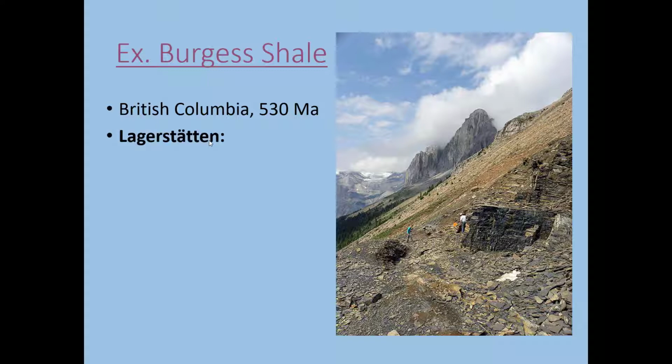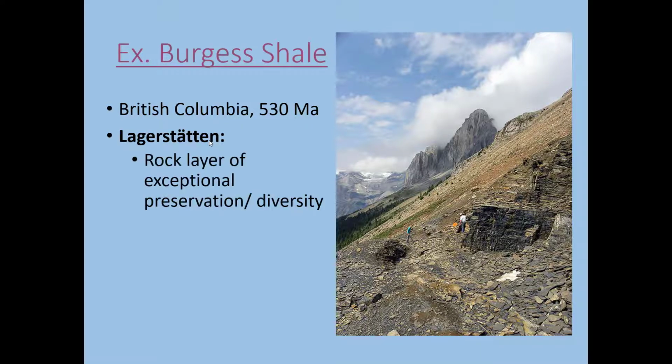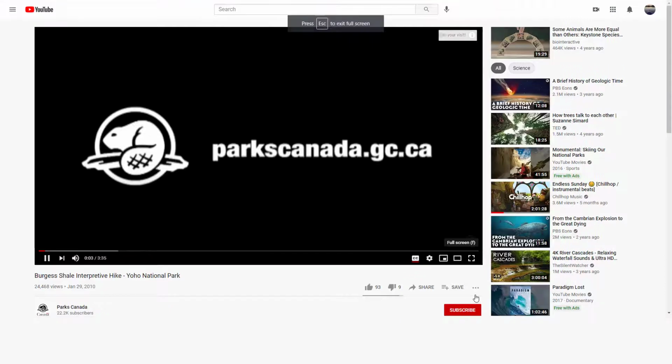It is what is known as a lagerstätten, which is a great word. A lagerstätten is a rock layer that has exceptional preservation of fossils or preserves exceptional biodiversity. And this is a bit of both. We're going to watch a video of the Walcott Quarry, I believe, where the Burgess Shale is exposed in British Columbia. It is definitely on my bucket list.